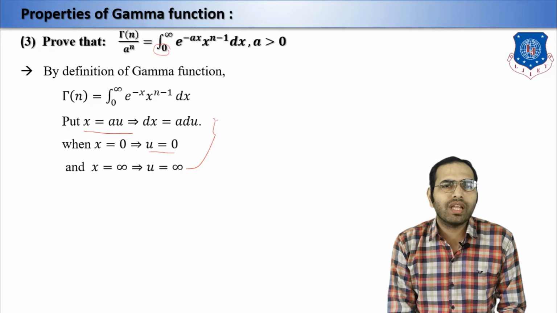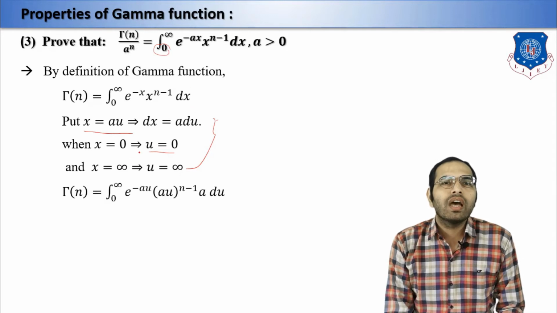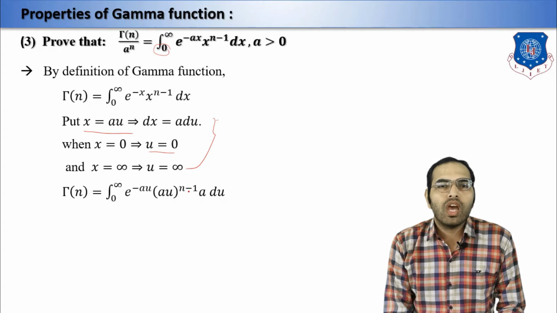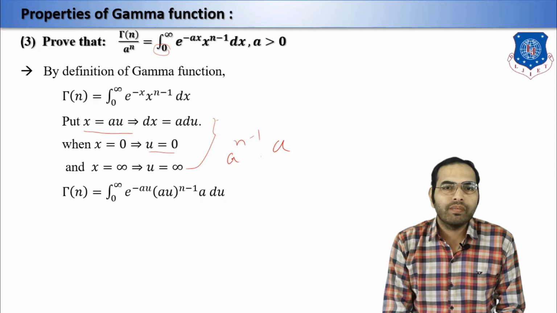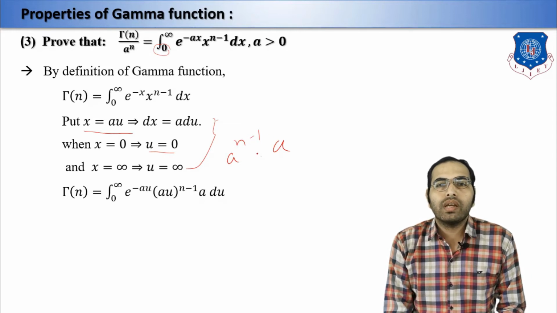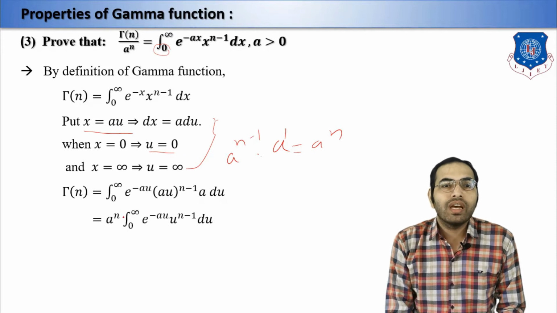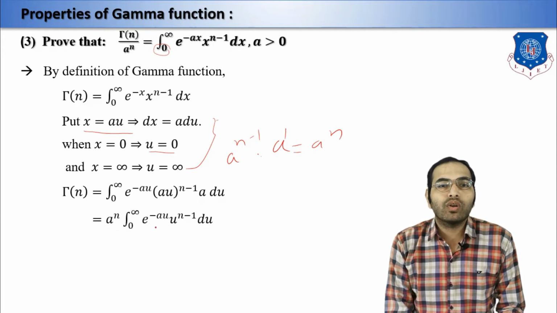Then substitute all these things in the definition of the gamma function and simplify it. That will give gamma n equals the integral from 0 to infinity of e raised to minus u, au raised to n minus 1 into a du. Here, expanding it, we can write a raised to n minus 1 into a. We have also a, so a raised to n minus 1 into a raised to 1 becomes a raised to n, which is a constant and comes out of the integral.